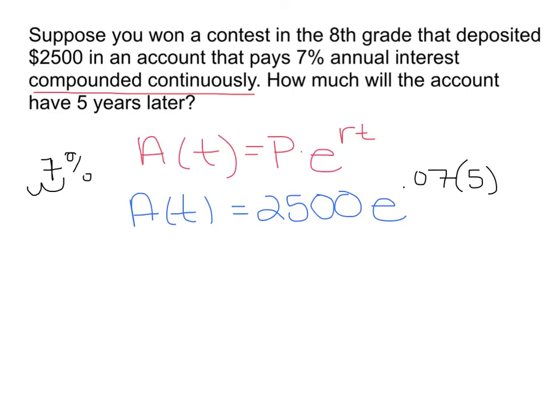Then we just pick up our calculator and type all of that in: 2,500, and then the e to the x button, 0.07 times 5. Since this is talking about money, we write $3,547.67 because we have to round. There should not be an equal sign there, so let me get rid of it. So the amount they had after 5 years was $3,547.67.